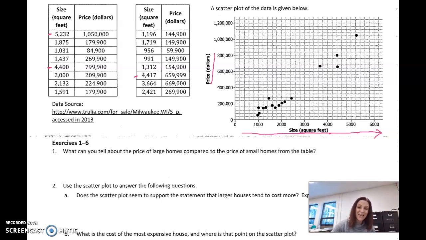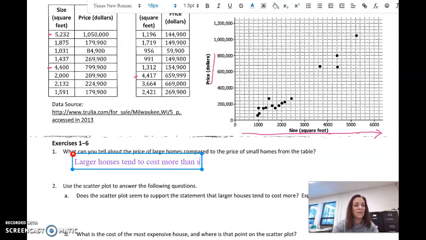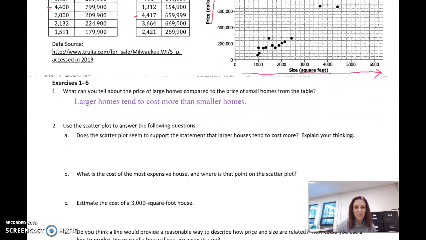Okay, so from the table, I can kind of just glance and say, hey, this one, less than 1,000 square feet. That's not priced very much. So we can get this information from the table, but again, you'll notice I went right to the graph because it's easier to see. So we're going to say larger homes tend to cost more than smaller homes. You're going to see I use that word "tend" a lot because it's not always the case, okay? But in general they do, right? So now to the scatter plot.